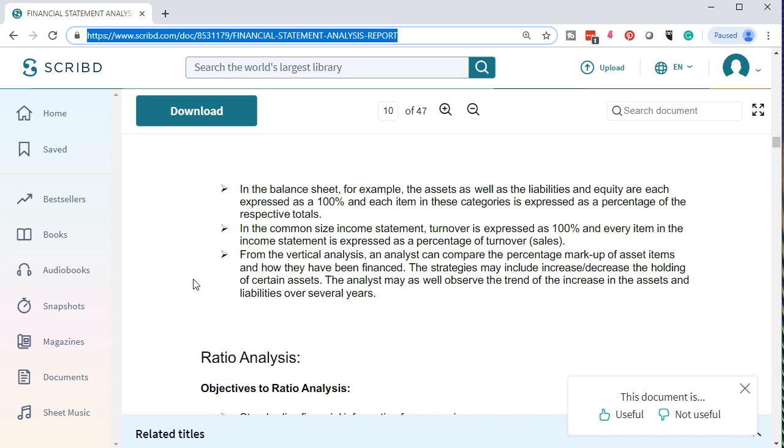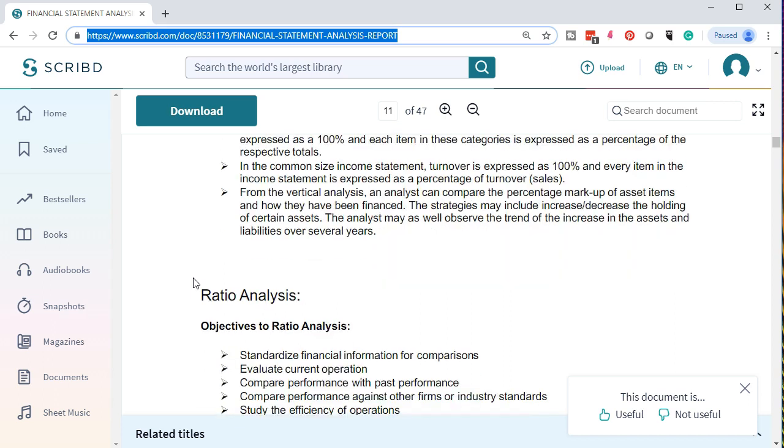From the vertical analysis, an analyst can compare the percentage markup of asset items and how they have been financed. The strategies may include increase, decrease, or holding of certain assets. The analyst may also observe the trend of the increase in the assets and liabilities over several years.